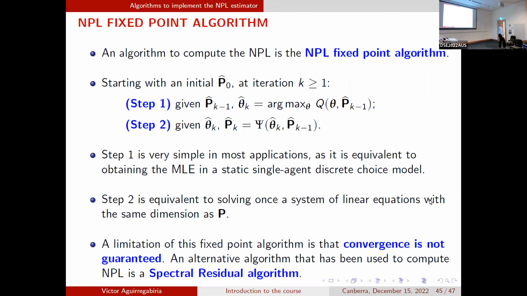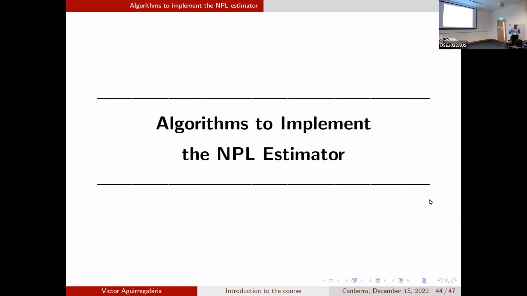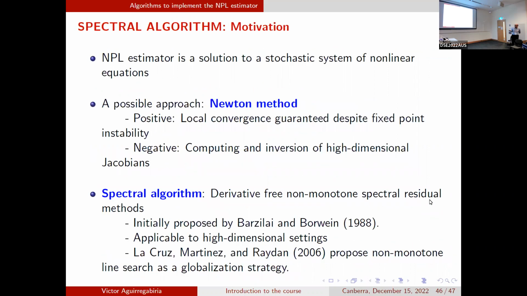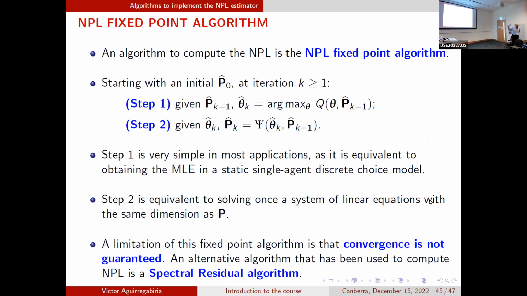Excellent question. Yes, it is. At the end, the key condition for convergence of this algorithm is that the spectral radius of the Jacobian matrix of theta with respect to P is in the unit interval.